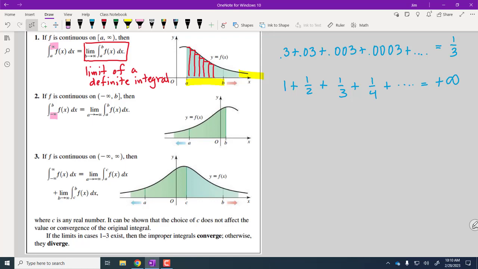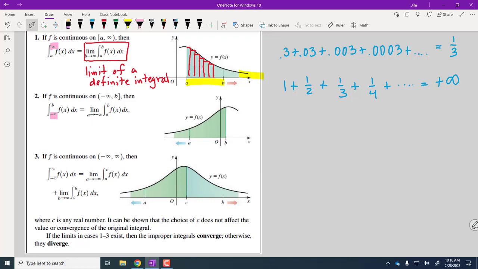If the tail is to the left, the only difference is that we are going to take the limit as a goes to negative infinity here. So they're going to call our interval AB. If the tail is to the right, they're going to let b go to infinity. If the tail is to the left, they'll let a go to negative infinity.